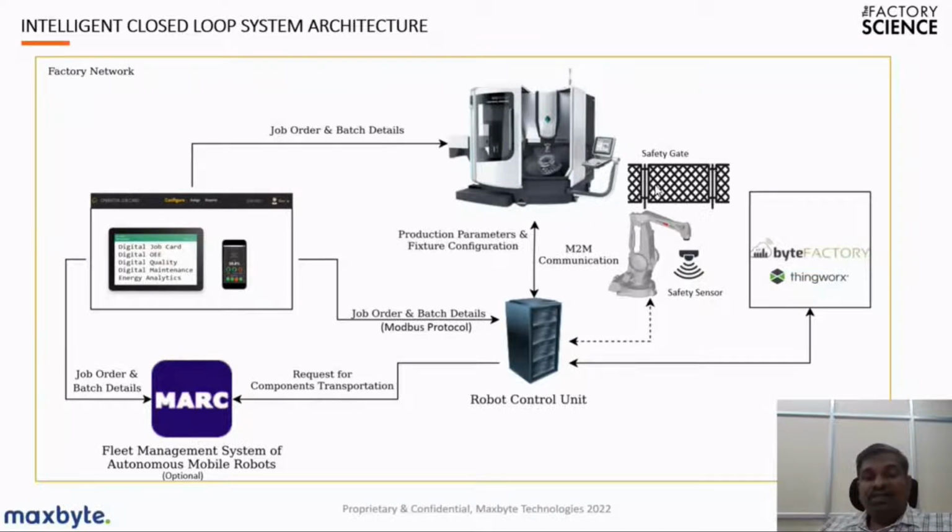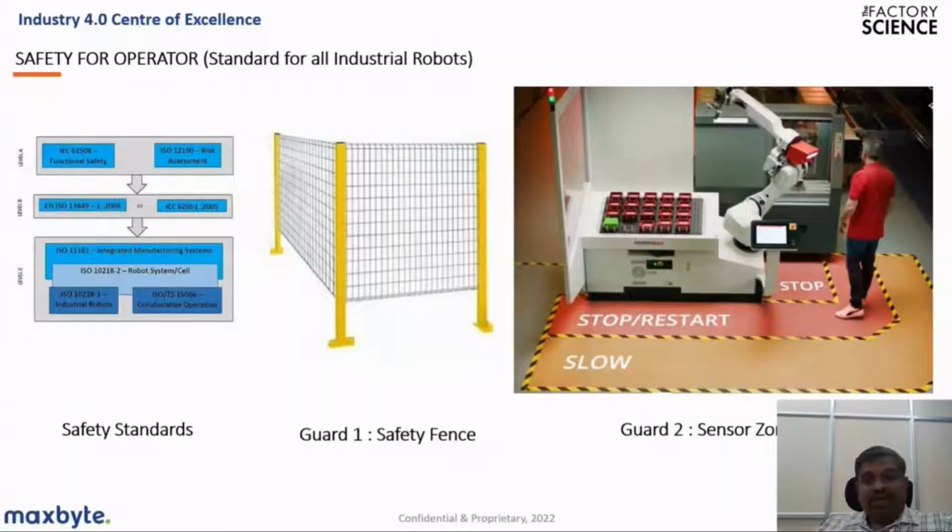As earlier discussed, we have a safety gate, which will be a physical one. In addition to the physical safety, we have a safety sensor which has two zones. One is a slow zone, and another one will be a stop and restart zone. Again, this robot control unit will be connected to the fleet management system, which will be mobile robots. These carry parts from one station to another station.